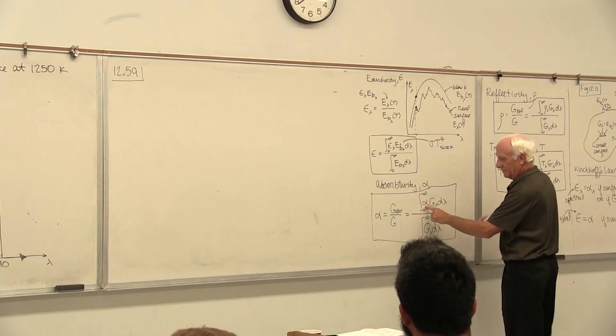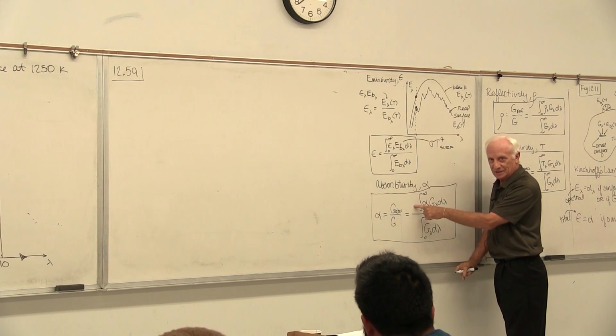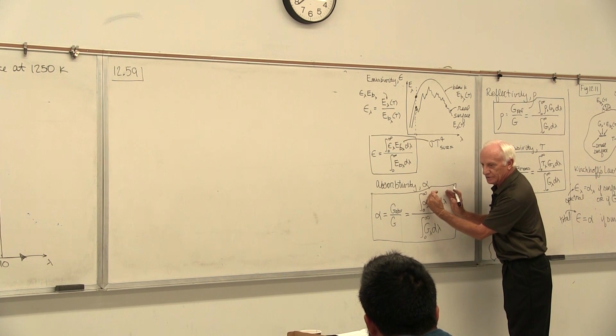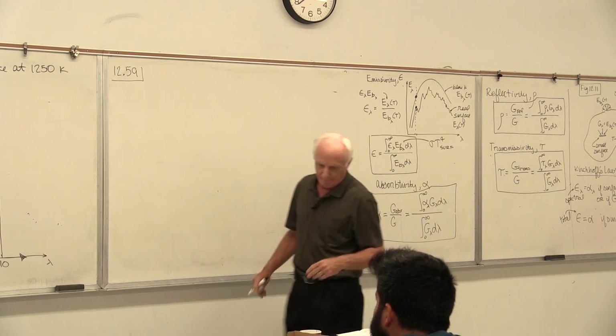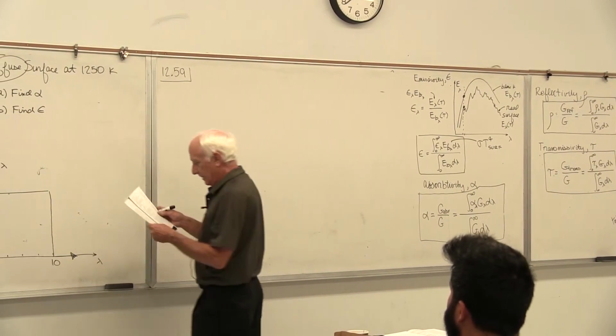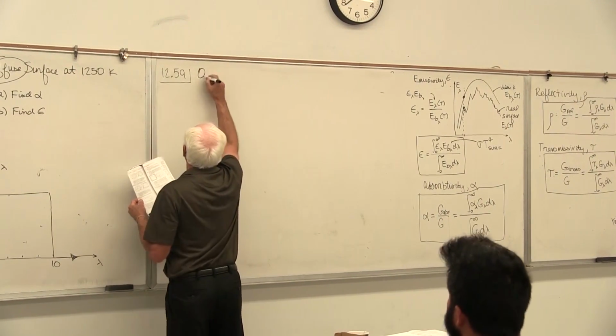You pull the alpha outside the integral sign, because it's constant. What are you left with? The area under the G graph, not the area under the epsilon graph. Yeah. Okay, let's read this one. Okay, opaque diffuse surface.